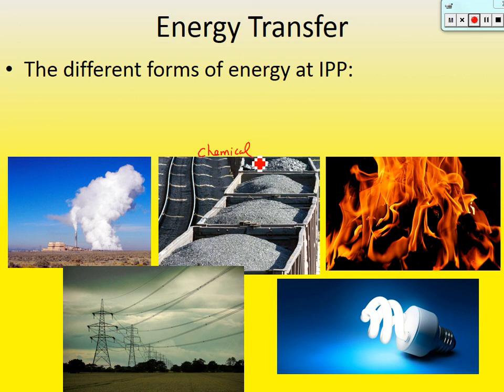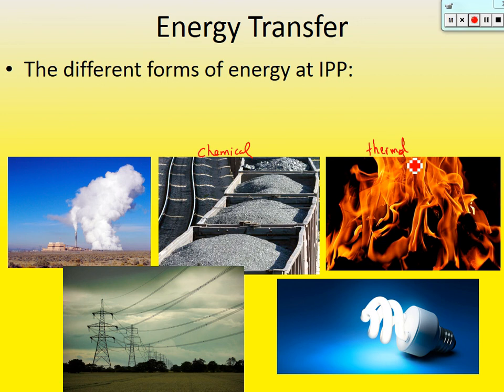Okay? Well, what do we have to do to that coal? You have to burn it. So what kind of energy is this? Thermal or heat energy. That heat energy does what? Heats up the water, which causes it to go to steam. And the steam does what? It turns the turbine, or the electric generator.